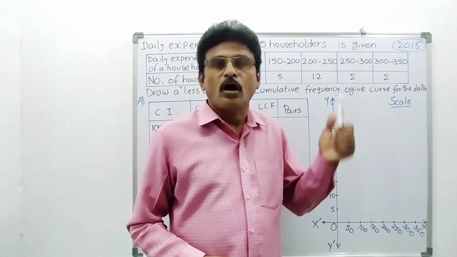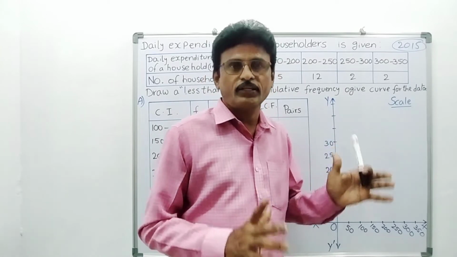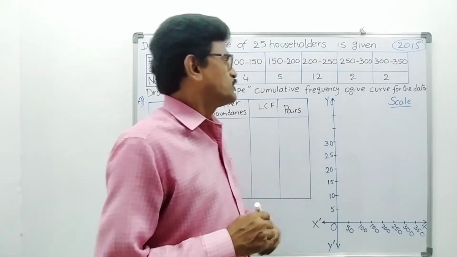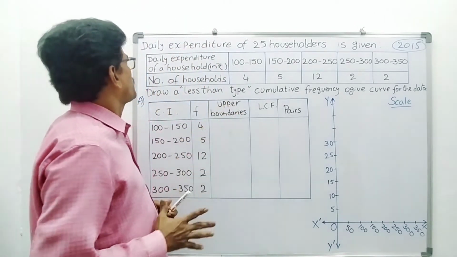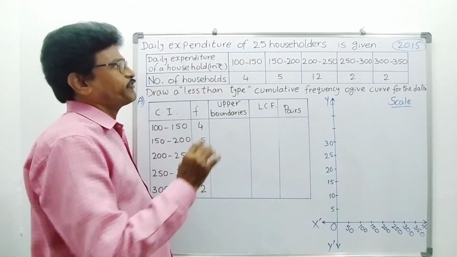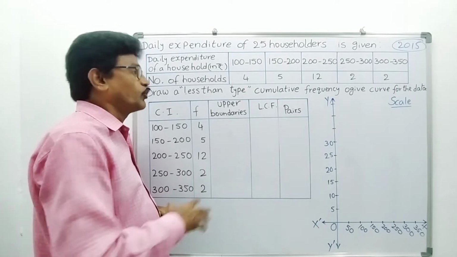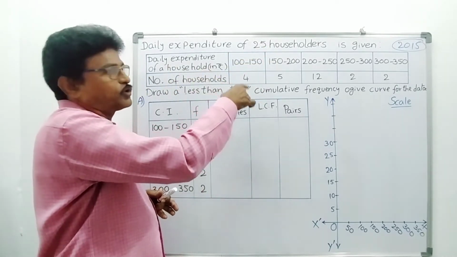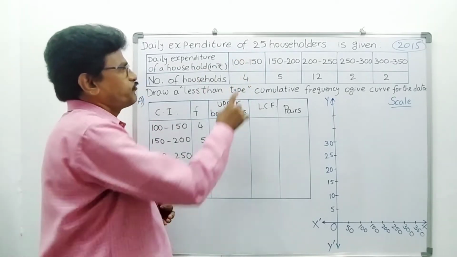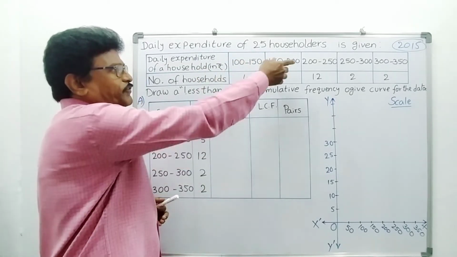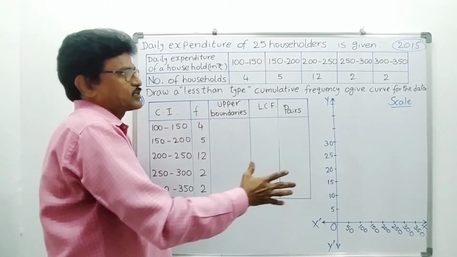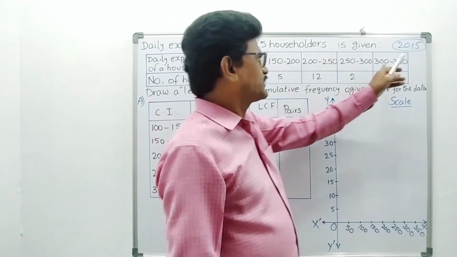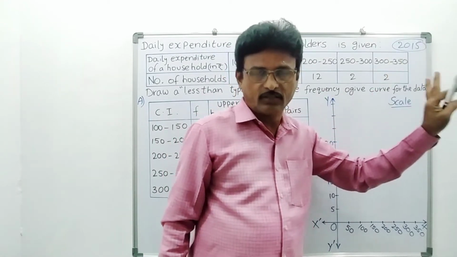Now students, observe this problem carefully. You can find how to plot the less than cumulative frequency curve. Okay, students, what is the problem here? Daily expenditure of 25 households is given. Okay, 25 houses, they have done research. Daily expenditure of households 100 to 150, 4 houses are there, the number of houses. 150 to 200 expenditure, 5 houses. Here maximum 12 houses, 200 to 250 expenditure. Like that, 300 to 350 also 2 houses are there, right?